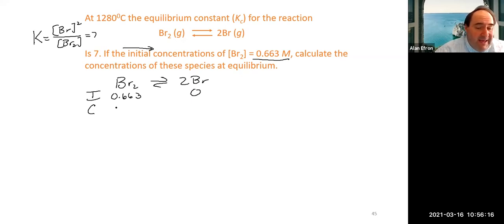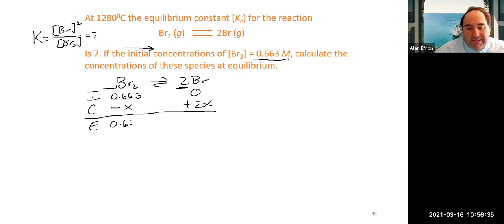So this would be negative x, since there's a 1 for the coefficient here. This has a coefficient of 2, so this would be plus 2x. That's a product, so we also should think it's increasing, which is why we have the plus there. That means when we reach equilibrium, we have 0.663 minus x and 2x. First off, any questions on the ICE table, where any of that comes from or anything like that?